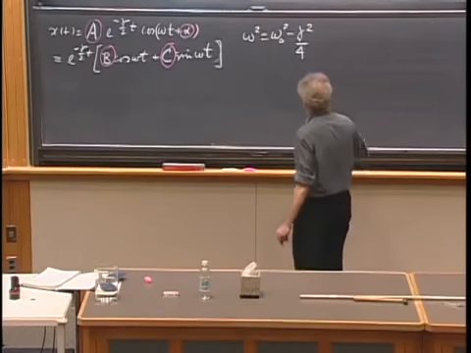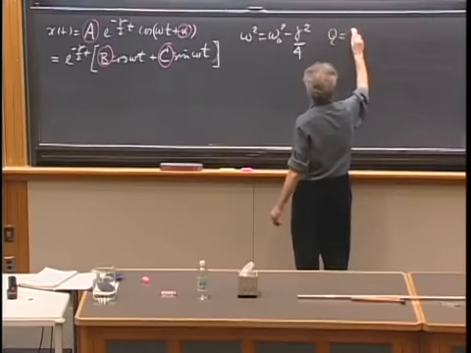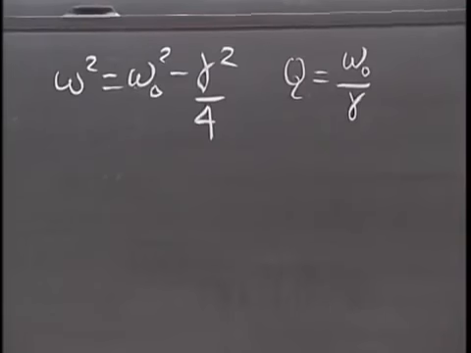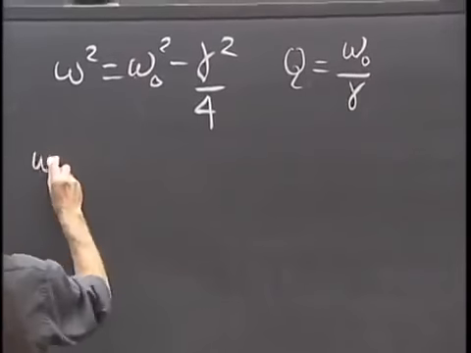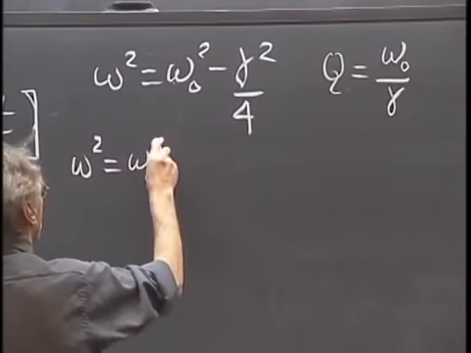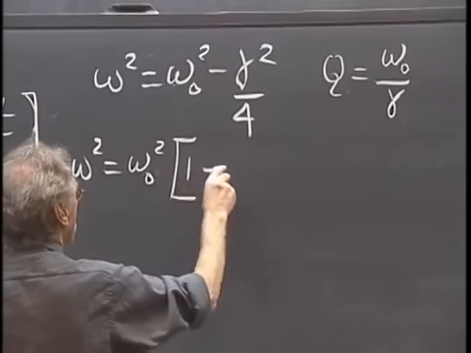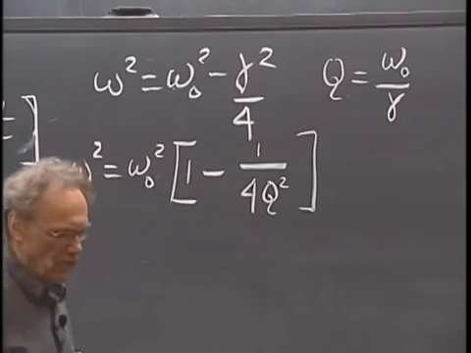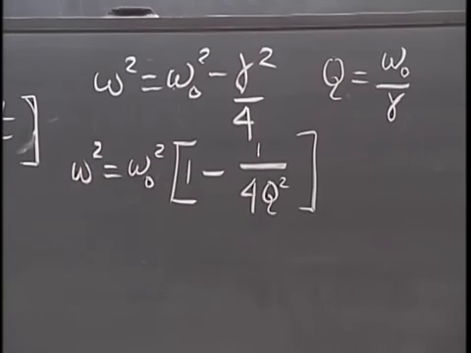We often, particularly French, likes to write down Q equals omega 0 divided by gamma. This is the quality factor. And if you do that, then omega squared can also be written as omega 0 squared times 1 minus 1 over 4Q squared. And so you see that if Q is, for instance, 10, which is by no means absurdly high, omega is only 1/8% lower than omega 0. So they are that close. And even when Q is 2, the difference is only 3% between omega and omega 0.